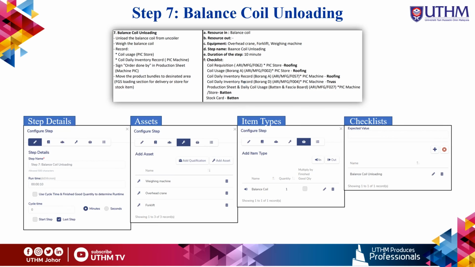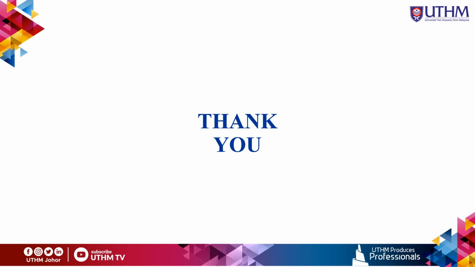The duration for this step is 10 minutes, and the checklist is the coil requisition, coil usage, coil daily inventory for roofing, coil daily inventory for truss, production sheet and daily coil usage for batten, and stock cut for batten. These are the final steps, and we have completed all of the steps. This is from our Group 1.